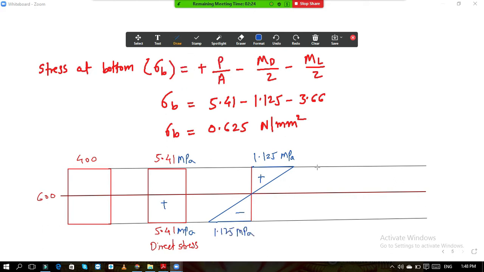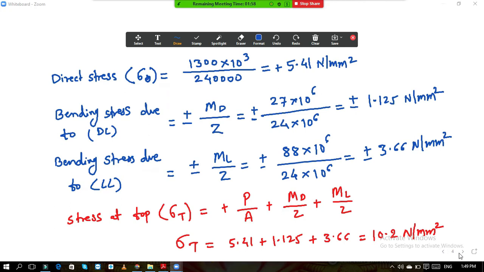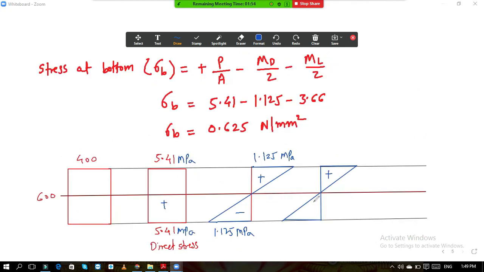Okay. Next is due to live load, the diagram will be same. Okay. So this is the diagram. Again this value is 3.66. This is plus, this is minus. 3.66 MPa, megapascal. This is also 3.66 MPa.